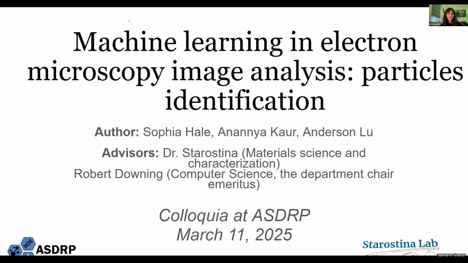Machine learning and electron microscopy image analysis, particles identification.